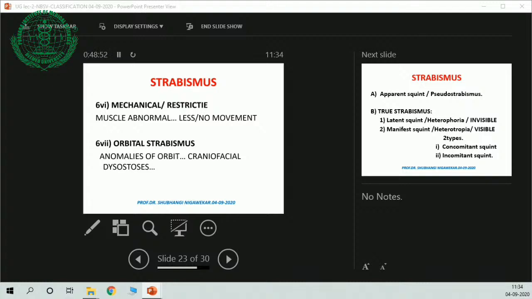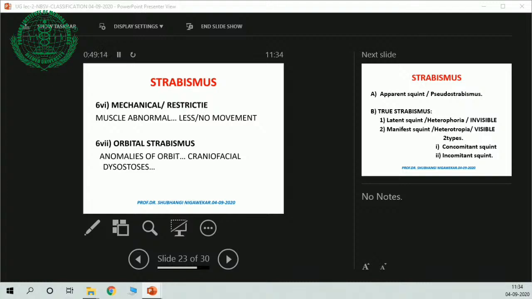Even in a fracture of the orbit, the orbital plate, the floor of the orbit is fractured and the eyeball sinks down. So there will be a restriction for the inferior oblique, which is the below muscle. So that type of thing can happen, and there will be a mechanical restriction because of the muscle.